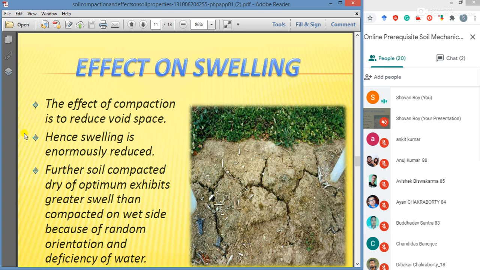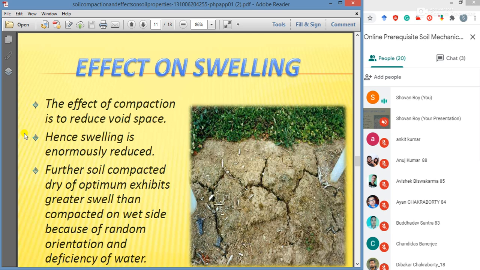Again, I am repeating: a clay soil sample compacted dry of optimum water content has higher water deficiency and more random orientation, and hence exerts greater swelling pressure and swells to higher water content than the sample of the same density obtained from wet side compaction. So swelling is also the same, water content is constant.